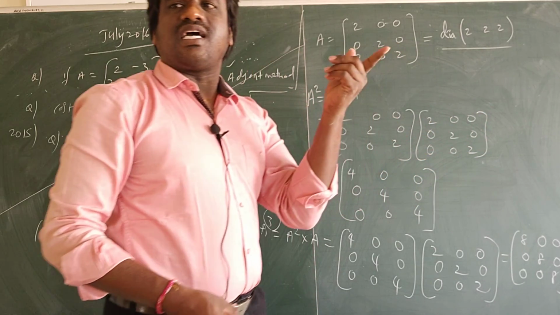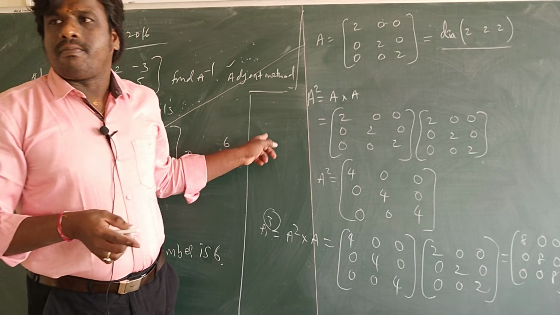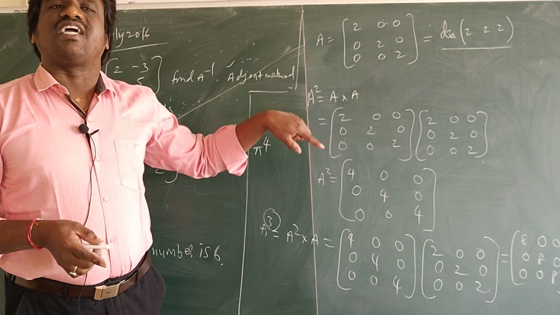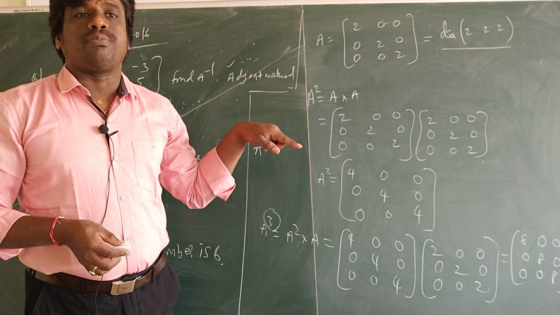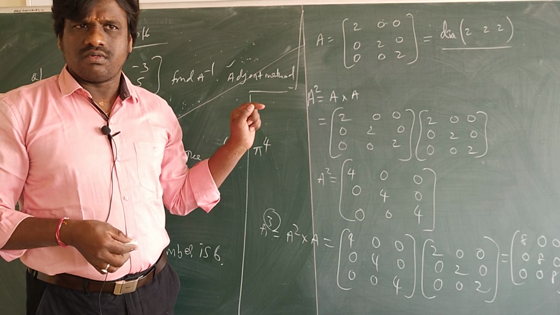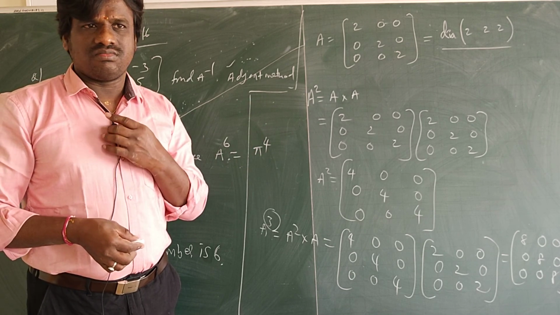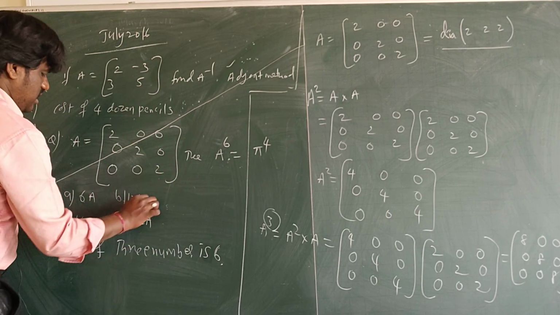So what power of 2 is coming? For power 4, 2 power 4 comes, for power 5, 2 power 5 comes, and for power 6, 2 power 6 comes. 2 power 6 is how much? 32, right? 32, right. So the answer is 32A, D is the right answer.